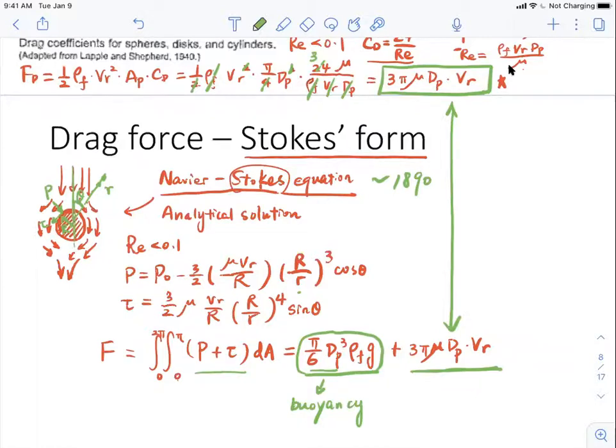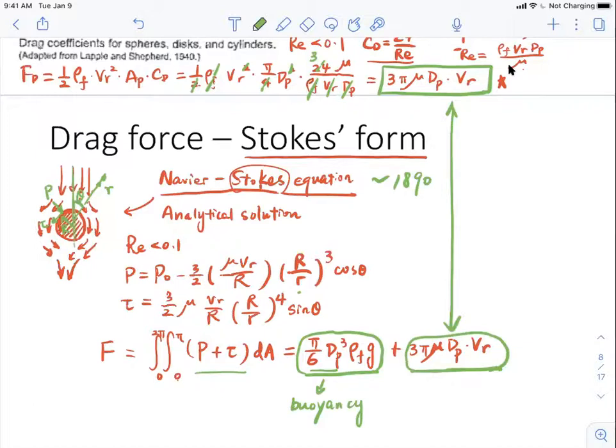And I have to say that there are a lot of genius people in our history. This is an example, and I think Einstein is also an example, right? People even get a Nobel Prize by just confirming what Einstein predicted 100 years ago. That's really amazing. Okay. So again, I want to highlight that you need to memorize this equation: 3 pi mu dp multiplied by VR.